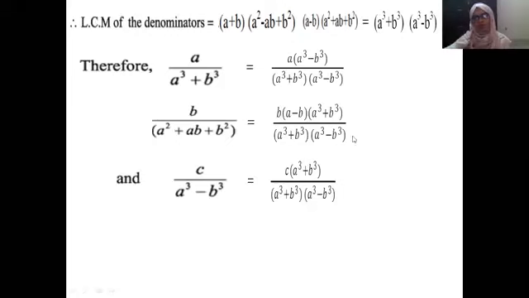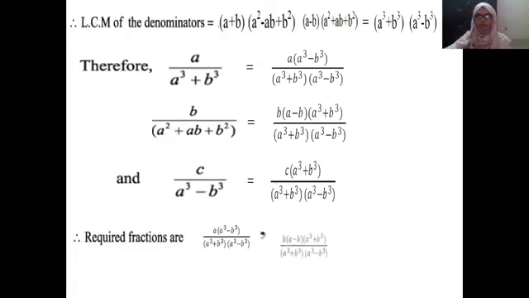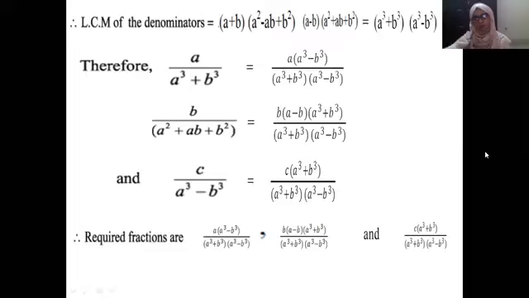Here, see that all of the denominators are equal. So our required fractions are a into (a cube minus b cube) by (a cube plus b cube) into (a cube minus b cube), and b into (a minus b) into (a cube plus b cube) by (a cube plus b cube) into (a cube minus b cube), and c into (a cube plus b cube) by (a cube plus b cube) into (a cube minus b cube).